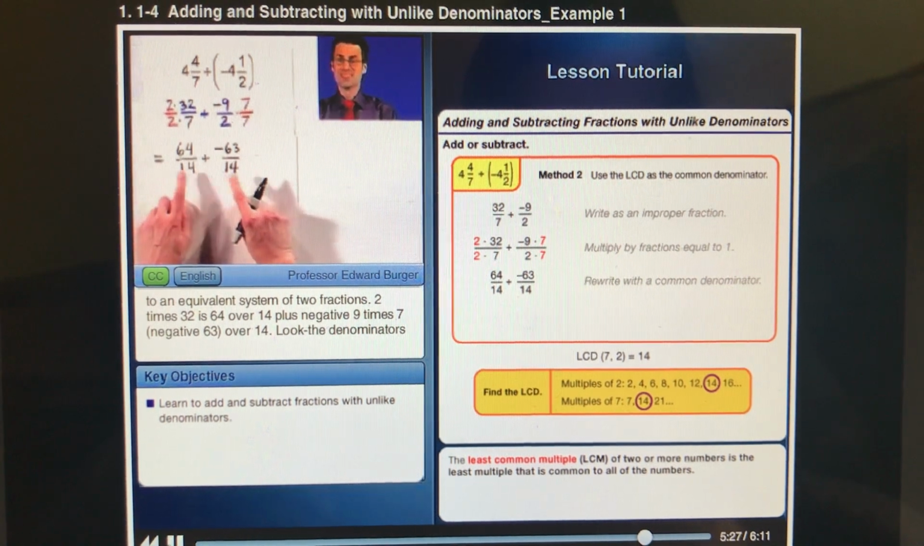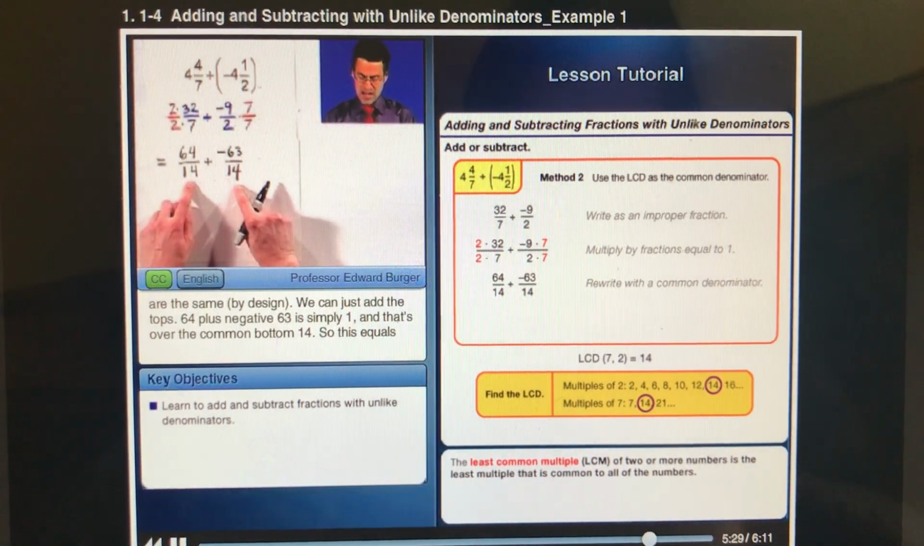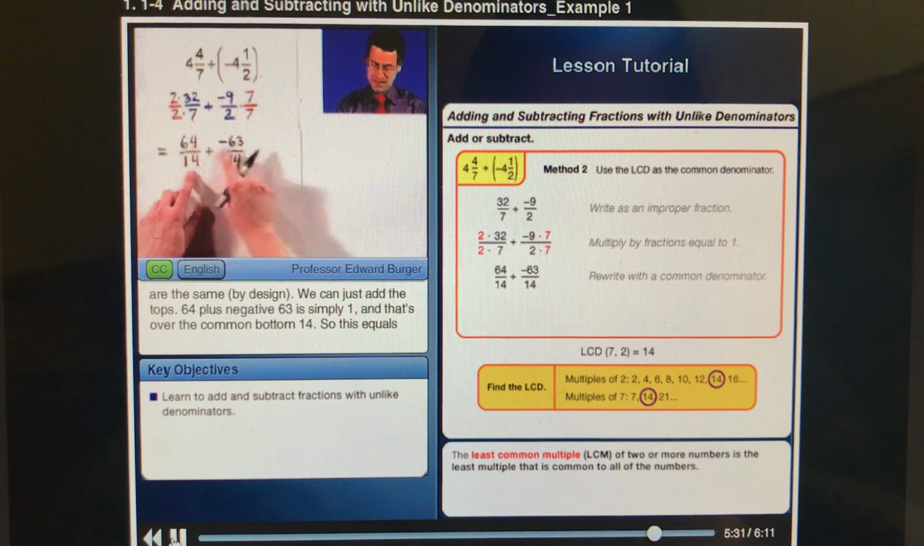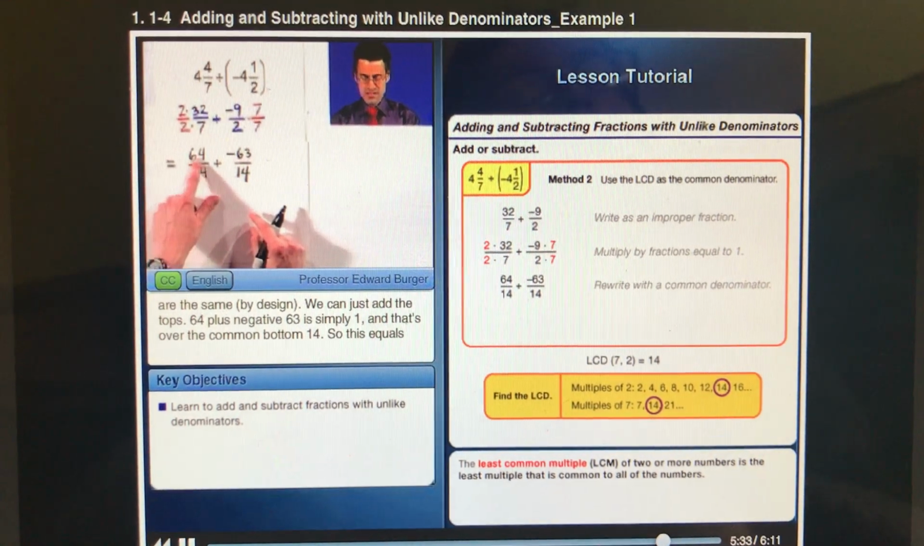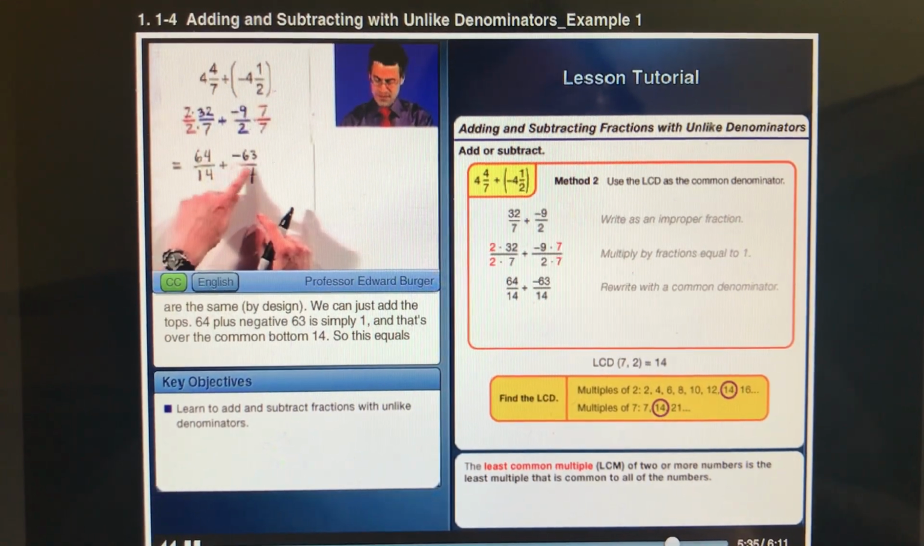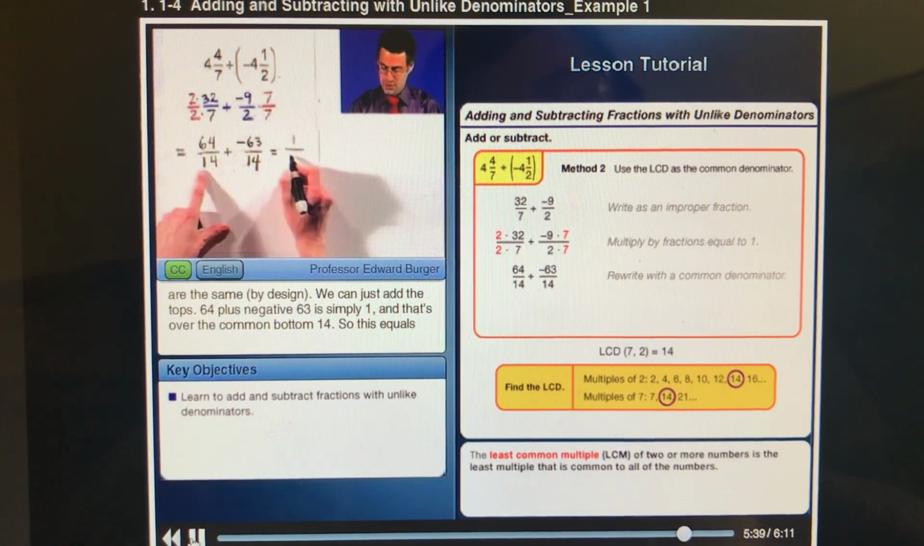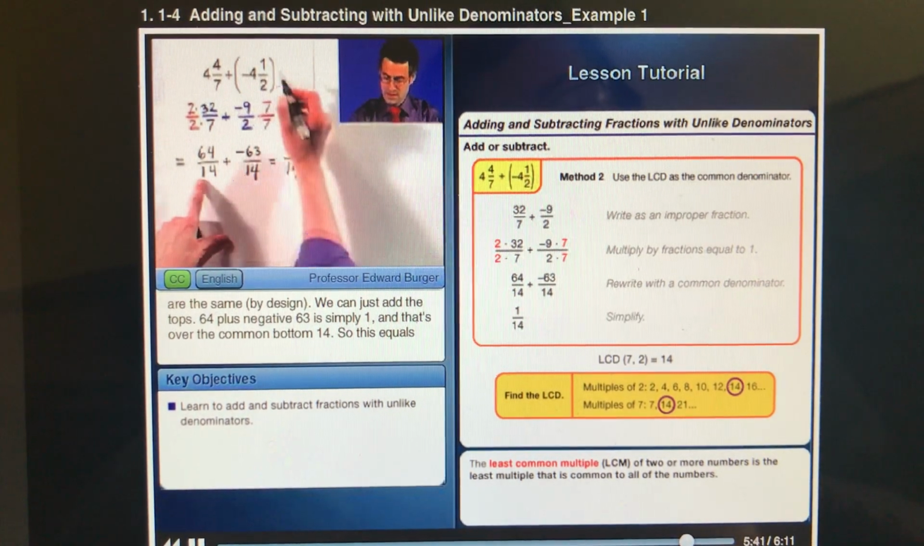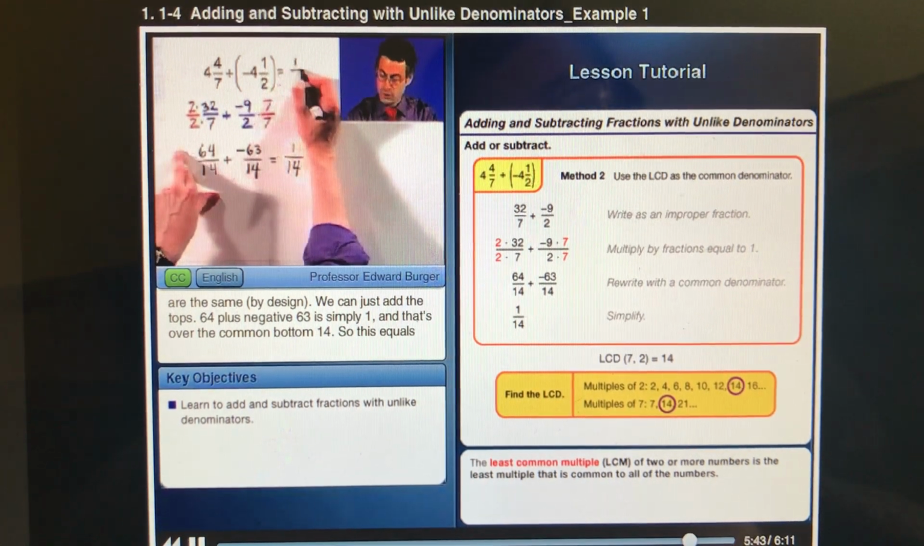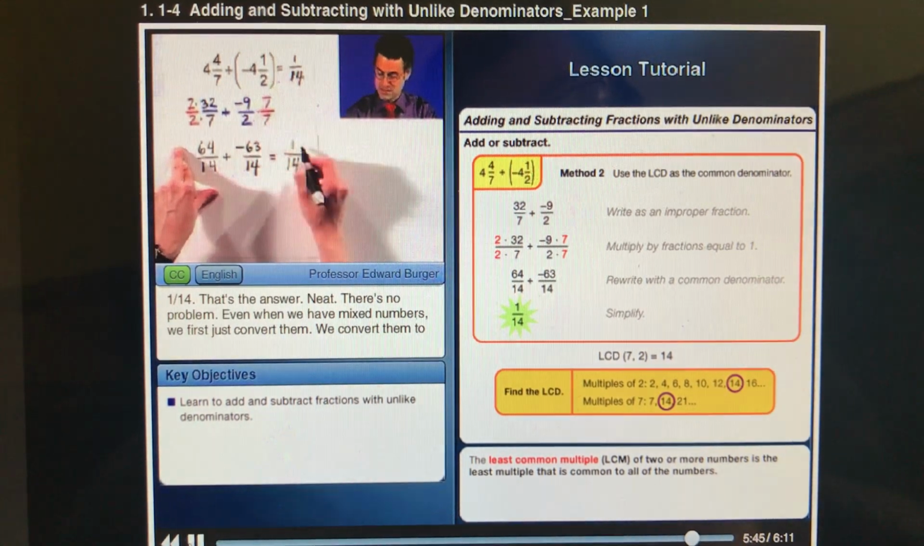And look, the denominators are the same by design, and so now we can just add the tops, add the numerators. 64 plus negative 63 is simply 1, and that's over the common bottom 14. So this equals 1/14. That's the answer.